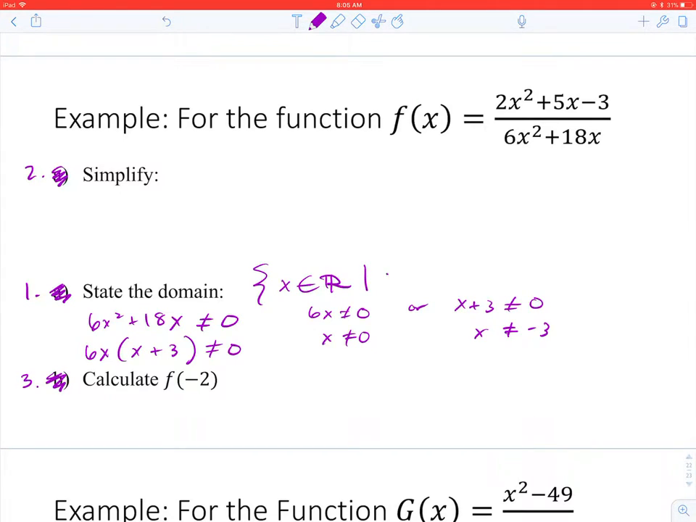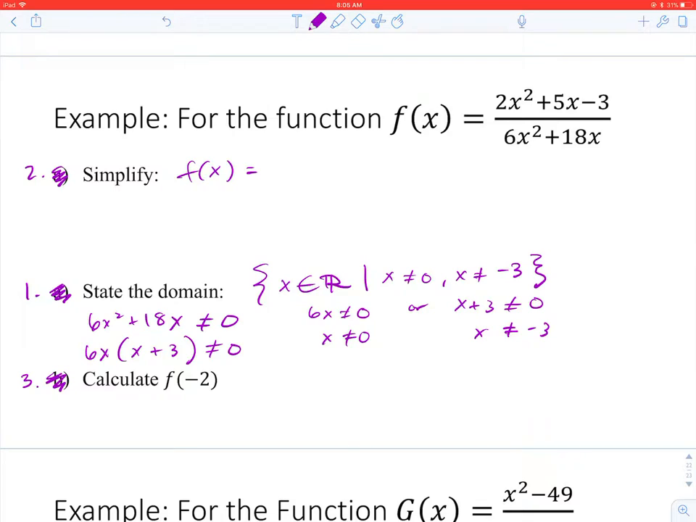So x is an element of the real numbers such that x cannot be 0 or -3. Okay, so we have our domain, and now we want to simplify. So I'm just rewriting the function f of x in a simpler form.